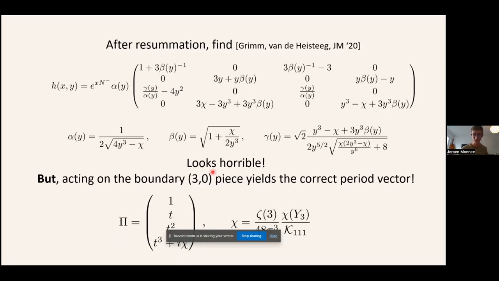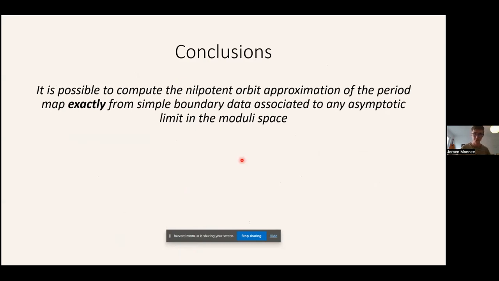So I want to emphasize that it is quite magical that this horrible looking real matrix acting on some boundary 3,0 vector, sort of everything conspires and cancels against each other to give you something that is holomorphic in the end. Okay, so that brings me to my conclusions.